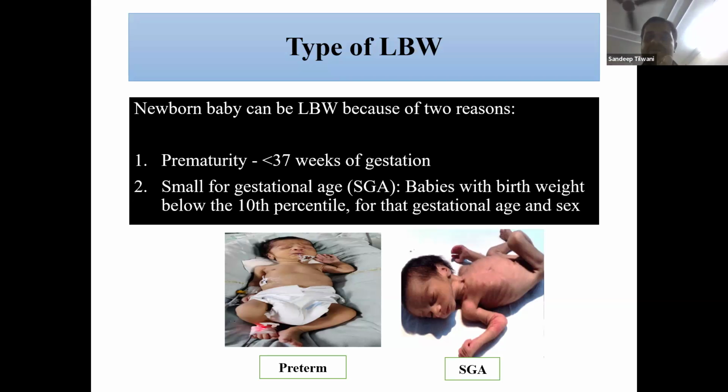So these SGA babies may be low birth weight. There may be some SGA babies who are small for gestational age, but still would not fall below the weight of 2.5 kgs. And at the same time, there may be certain babies who are born premature, but their weight would be more than 2.5. So for all the babies who are born low birth weight, they may be either a premature baby or a term baby who is small for gestational age.